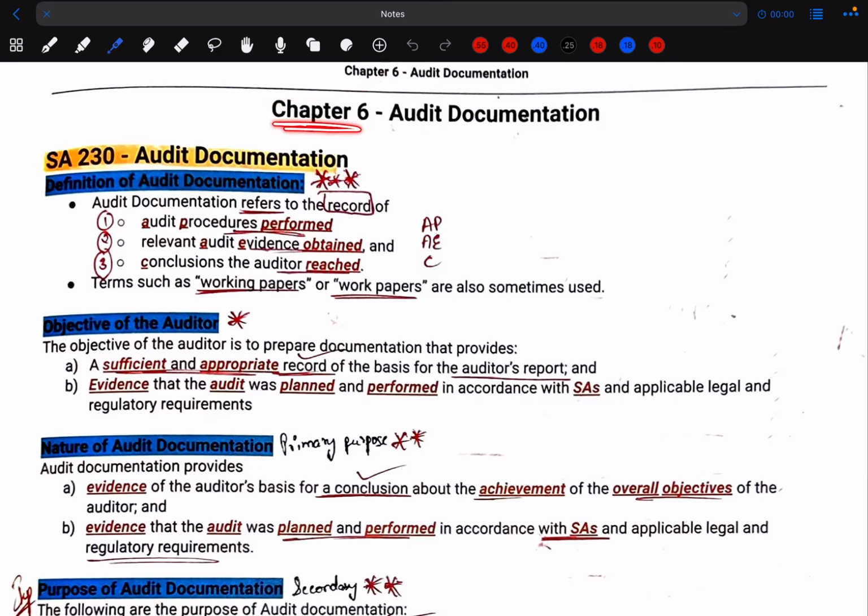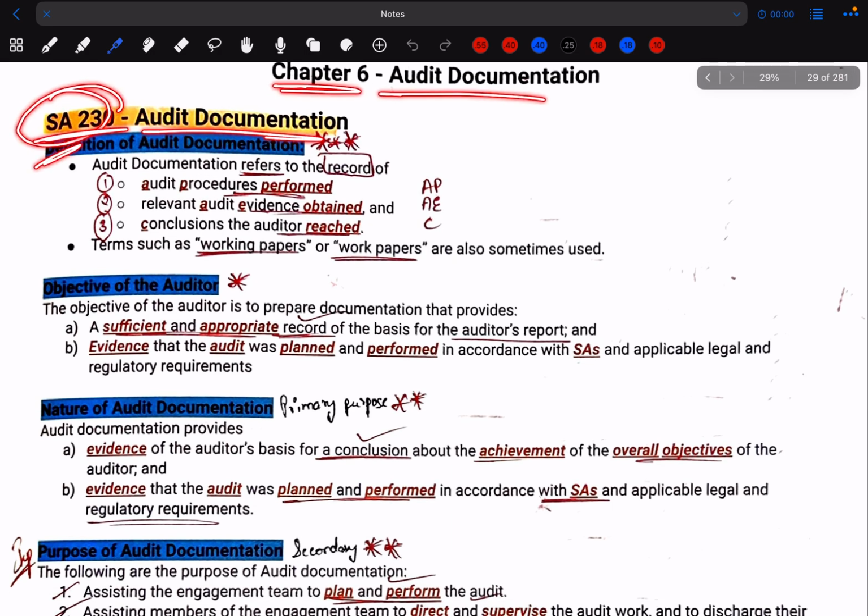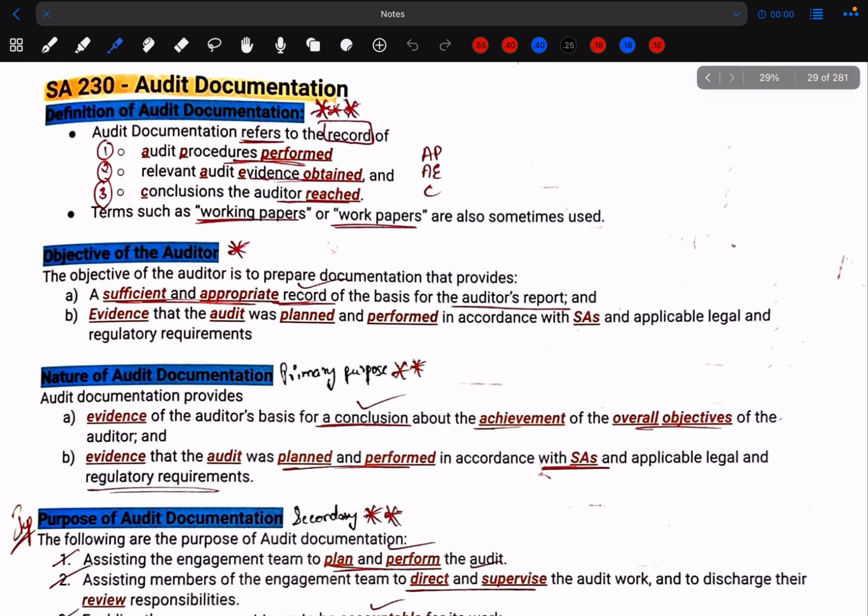So welcome to the chapter 6 revision video, that is audit documentation. It is SA 230, audit documentation. The definition of audit documentation is simple. Audit documentation refers to the record of audit procedures performed, audit evidence obtained, and conclusions the auditor has reached.